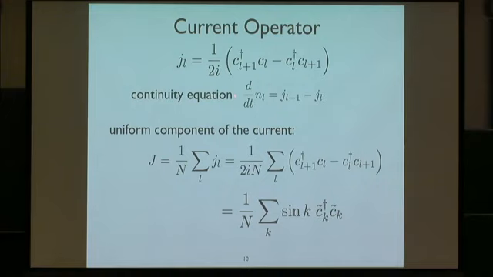So the current operator is, as usual, defined like this, so that it satisfies this continuity equation. Because in this problem everything is translation invariant, the vector potential is introduced in a uniform way. There is no particular special site. Every site is equivalent, so it's natural to consider the uniform component of the current, that is just the average of all the current operators. It is given like this, and in momentum representation it's just the momentum occupation number for each momentum times sine k, then you sum over all momentum k. So this is the uniform component of the current.